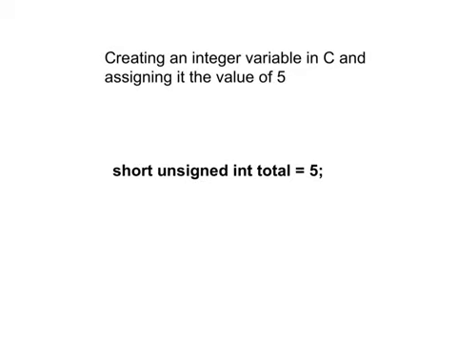And here you see how to do that. I specify that this is going to be a short, unsigned integer. I'm giving it a name. In this case, I'm calling it total, and I'm assigning it the value of 5.